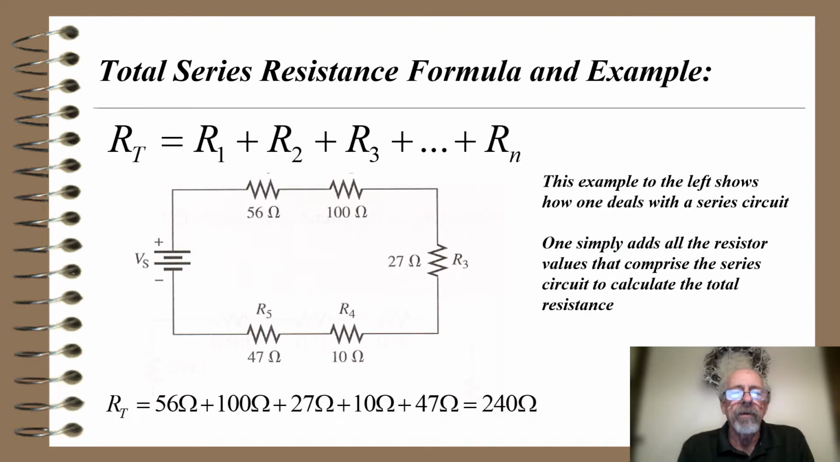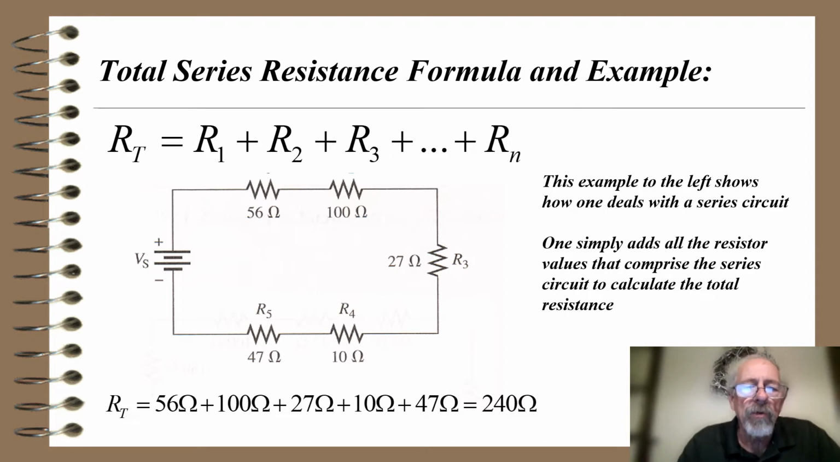So here's the formula, and we have an example here. We've got a voltage source called V sub S, and a 56, 100, 27, 10, and 47 ohm resistor. And the equation up above says R total is R1 plus R2 plus R3 plus ... plus R sub n. That's a general formula. If you only have 3 resistors, you just have R1 plus R2 plus R3. If you have 5 resistors, the subscript of the last R will be R5.